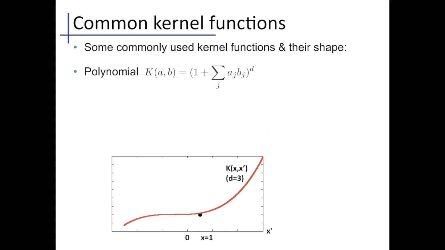So this is the so-called polynomial kernel. For polynomial kernels, you can write down the corresponding phi functions, the corresponding augmented features. They are simply the polynomial terms of A.